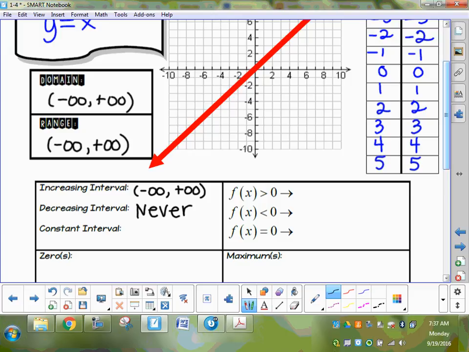And when is it constant or flat? That would be never as well. Now, when is the function greater than 0? So take a look at your graph. The function is the output or y values. When are the y values going to be greater than 0? Over what interval are the y values going to be greater than 0?